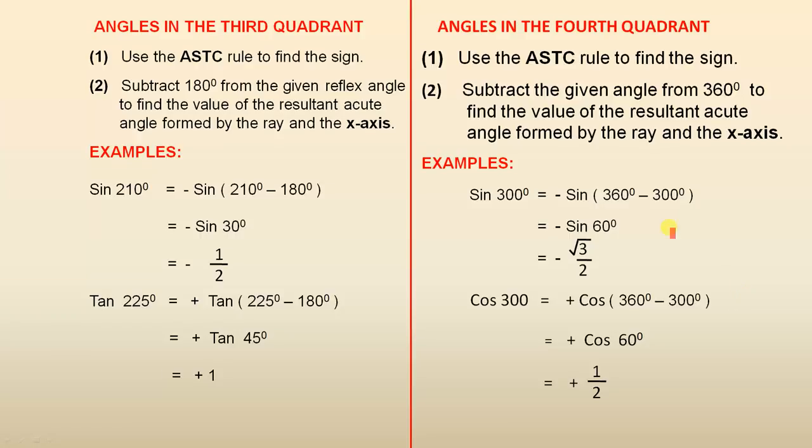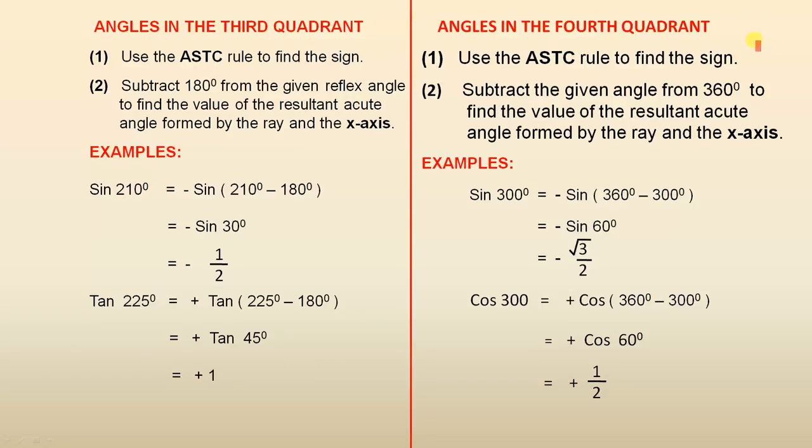Angles in the third quadrant. Use the ASTC rule to find the sine. Subtract 180 degrees from the given reflex angle to find the value of the resultant acute angle formed by the ray and the x-axis. Here are the examples for the third quadrant. The sine of 210 is minus the sine of 210 minus 180, which is minus the sine of 30, which is minus a half. Sine is negative in the third quadrant. The tan of 225 equals the tan of 225 minus 180, which is the tan of 45, which is plus 1. Tan is positive in the third quadrant.